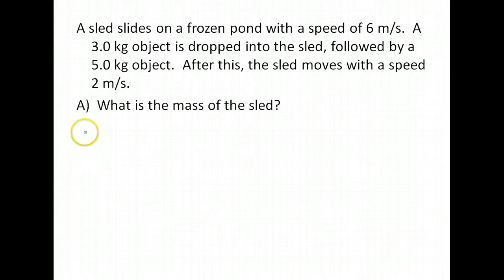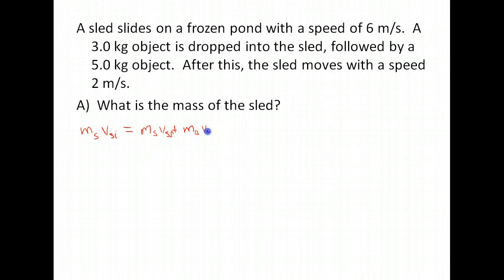Okay, so to figure out the mass of that sled, we'll use that same equation we've been using, but the only thing that was moving before in this problem was simply the sled. So I'm just going to say that the mass of the sled times its velocity is going to be equal to the mass of the sled times its velocity afterwards, plus, because we have that sled moving, now we're going to have two more objects moving.